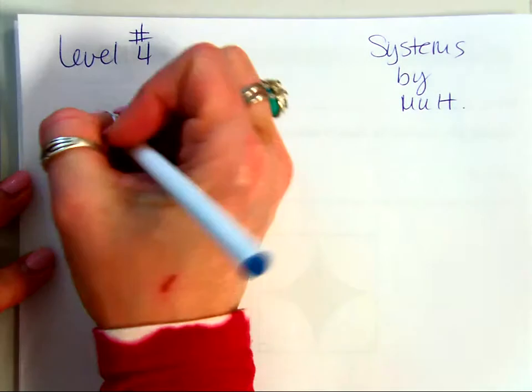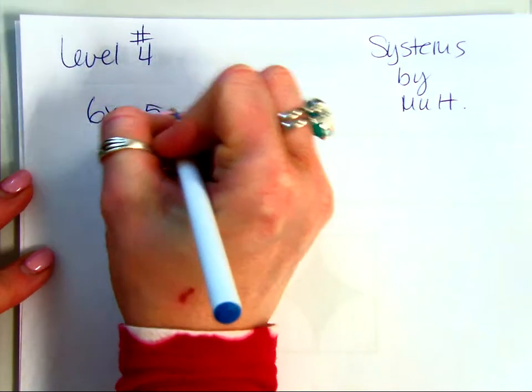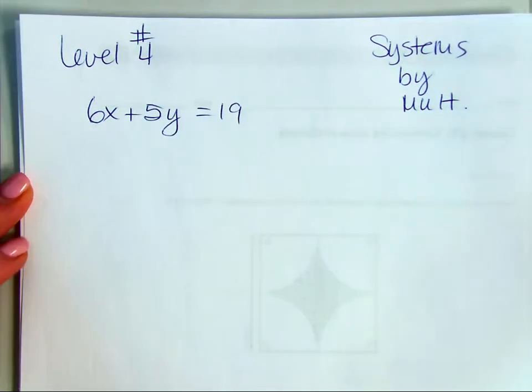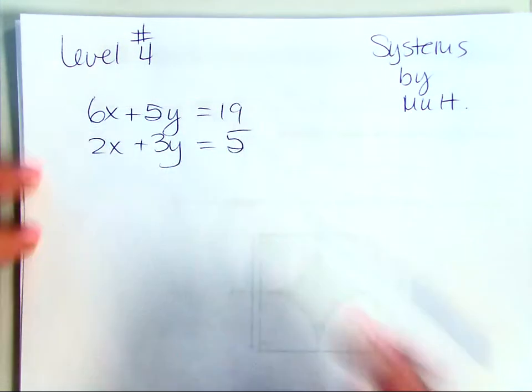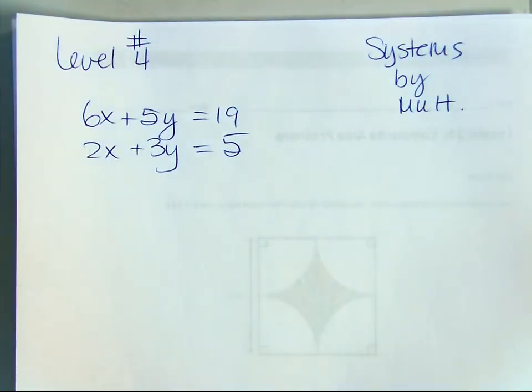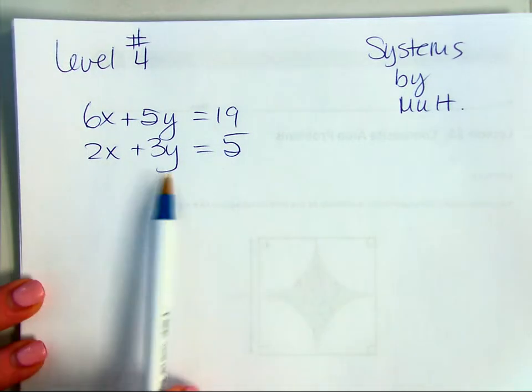Level 4 starts out with 6x plus 5y equals 19, and 2x plus 3y equals 5. As I look at it, I don't see that either one is ready to cancel. In addition, I don't see that either of the coefficients are even the same. Like at least in the other one, they both were 3y's, right? I just had to multiply by a negative. I got a 6 and a 2, a 5 and a 3.